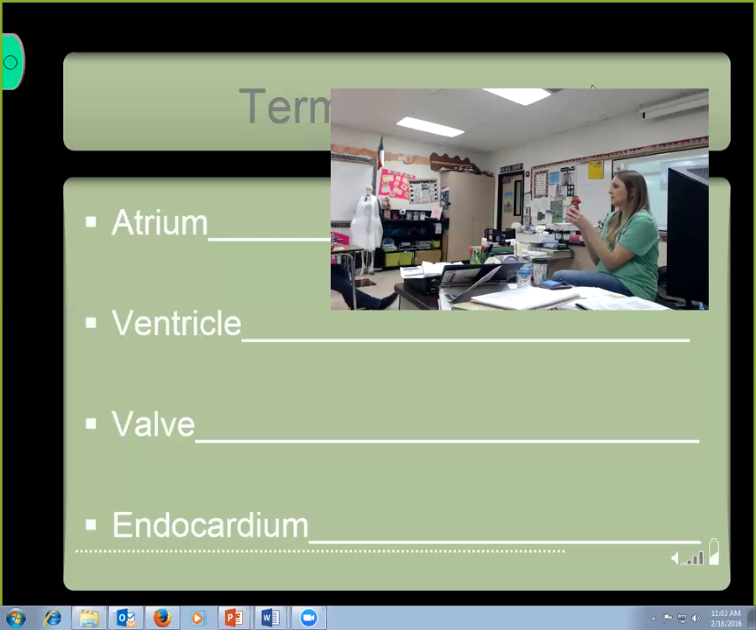Well, it doesn't just absorb oxygen from the inside. See all these blood vessels on the outside of the heart? They kind of wrap around it. All of those arteries are what carry oxygen to the heart muscle. So it actually gets its oxygen from the outside.